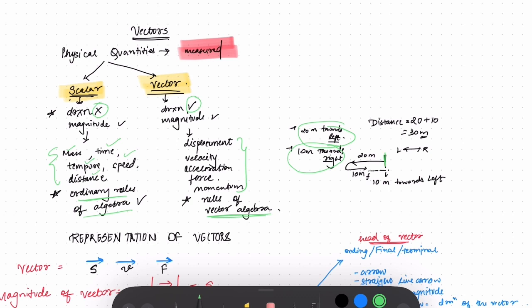The distance is a scalar quantity, as we saw here. Distance is a scalar quantity, so it doesn't really depend on the direction. So he moved 20 meters and then he moved 10 meters. The total of 30 meters is what our answer is going to be when we say distance.